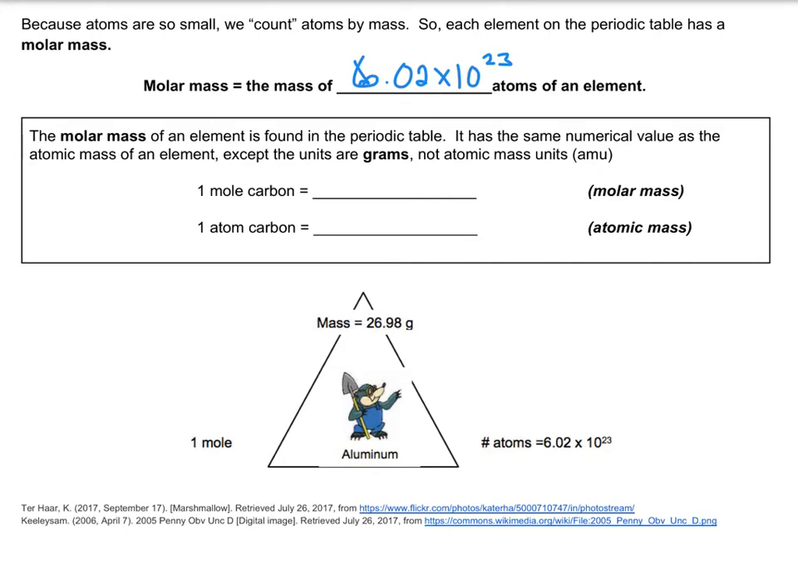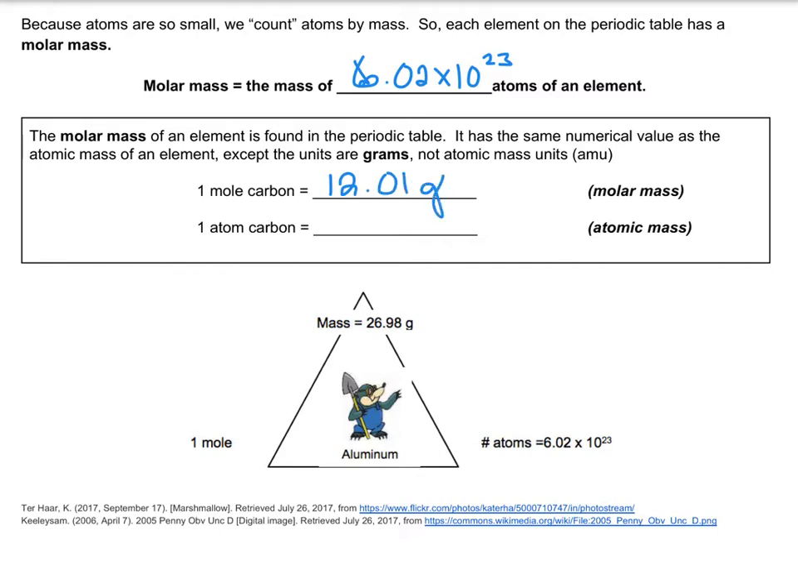Get out your periodic table and find carbon on the periodic table. It's element number 6. In the box under carbon, you'll see a 12.01 in the bottom of the box. That is the molar mass of carbon. So when I ask you how much does a mole of carbon weigh, you'll say it weighs 12.01 grams.